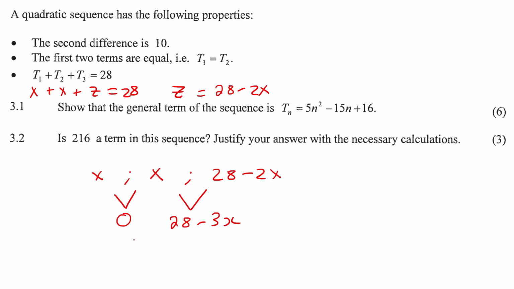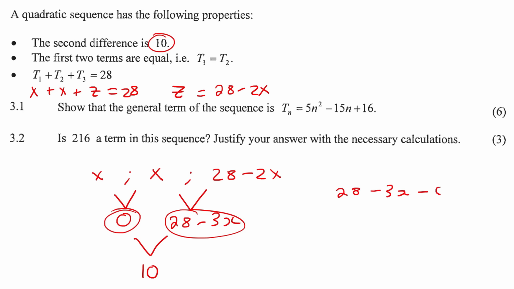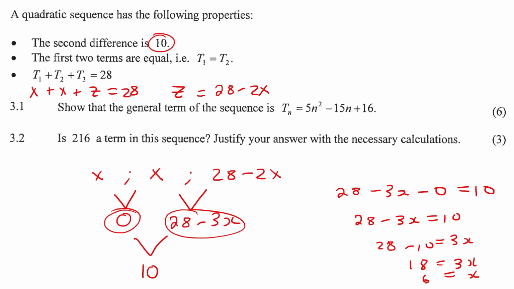Okay, now if you had to go to the second difference, they told us that that is 10. But how would you normally do the second difference? You would take this one minus this one. So we can say 28 minus 3x, take away 0, and we know that the answer should be 10. And then if I take the 3x to this side and I take the 10 to this side, then 3x would be 18, so x is 6. There we go.